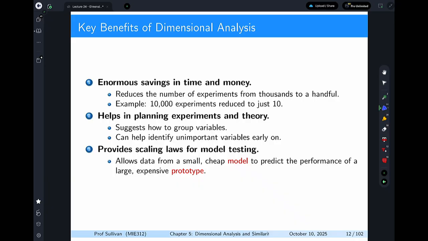It helps suggest how to group variables. When a graduate student is setting up an experiment, we discuss it and do a back-of-the-envelope calculation to determine what we need. It identifies unimportant variables early on. So this is, as close to magic as you can get in fluid mechanics. You get a lot of insight from something that is relatively painless to actually do.